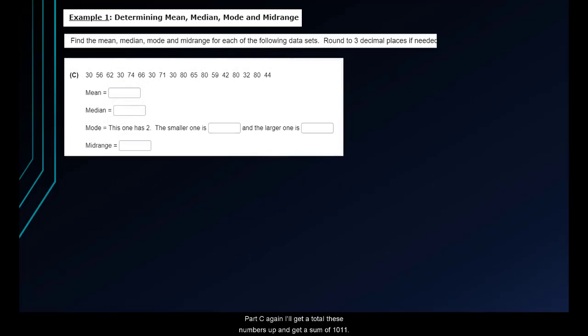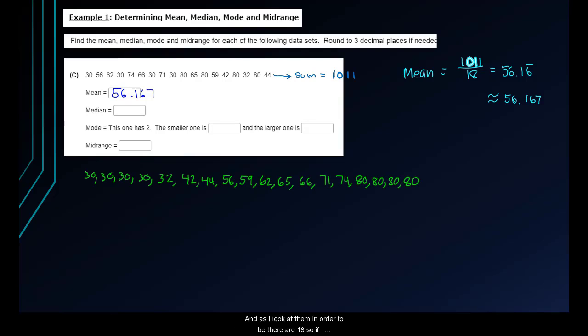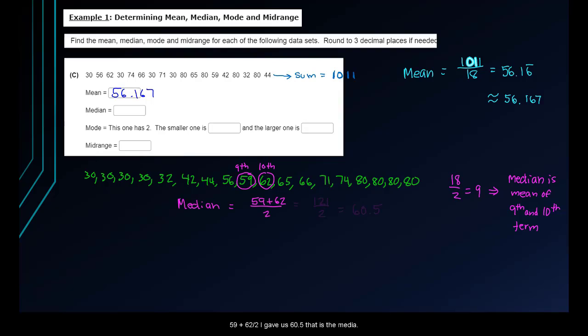For part C, again, I'm going to total these numbers up and get a sum of 1011. And there's 18 of them, so 1011 divided by 18 is 56.16 repeating, so about 56.167. The median, I had to put them in order. There are 18, so if I divide 18 by 2, I get 9, which means I want to look at the 9th and 10th terms for the median. If I average those together, 59 plus 62 over 2, I get about 60.5. That is the median.